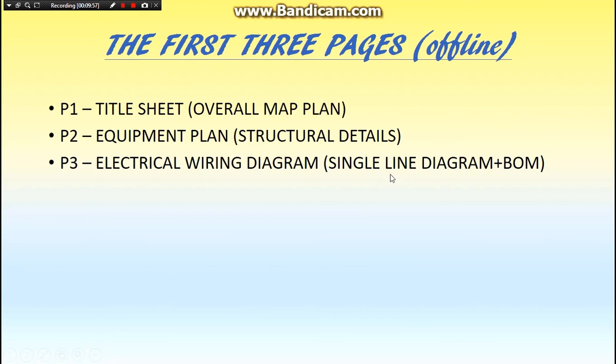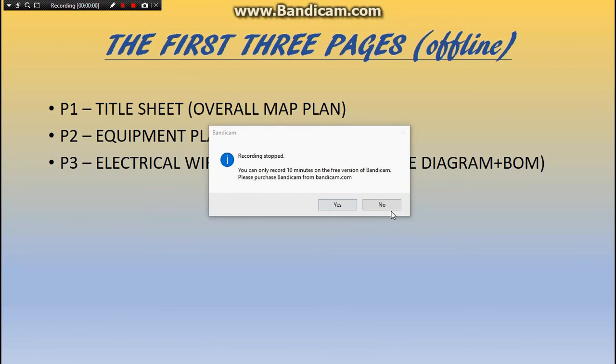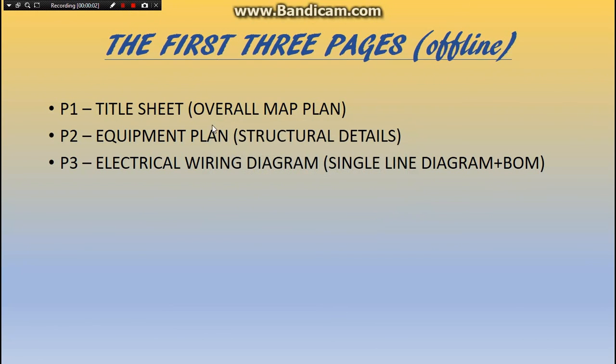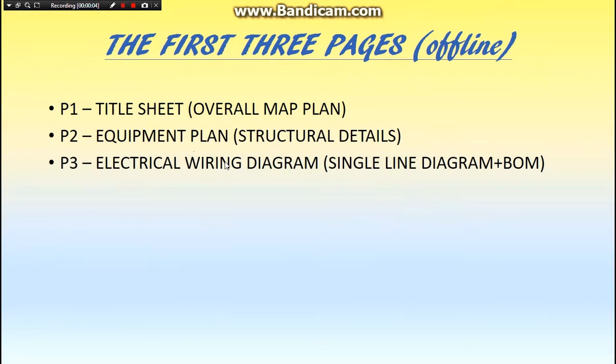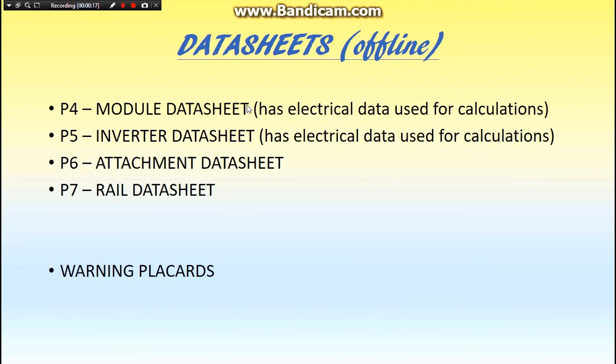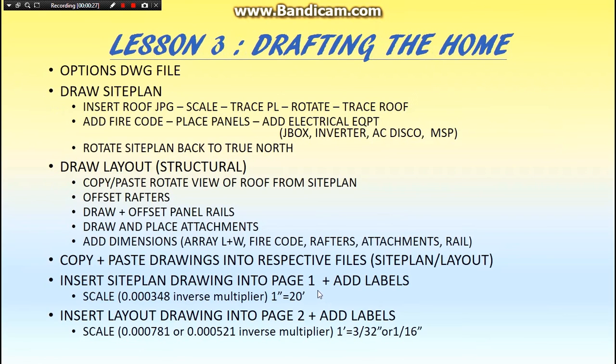3. The third page, I showed you how to do all of the electrical calculations on page 3, the electrical wiring diagram. I showed you the structural calculation on page 2. Those are all the calculations for the entire plan. And then we got into the data sheets. We changed all the customer information. We placed the proper JPEGs into those data sheets and made them each into PDFs. And then finally the warning placards.